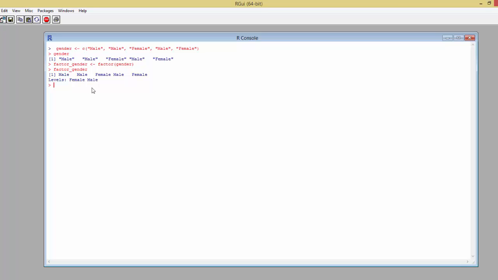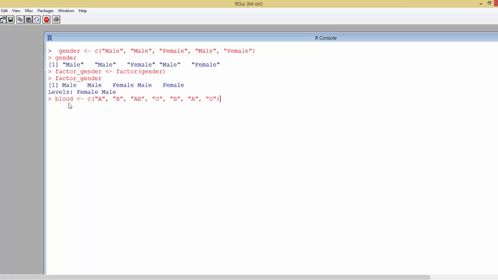Let's take another example and create a vector of blood types for 7 people. So now we have the blood vector which contains all these observations A, B, A, B. These are called observations. And how many types of observations are there? There are 4: A, B, AB and O. These types of observations are also called factor levels. So if I type in blood here, it would give me in double quotes what exactly is there inside.